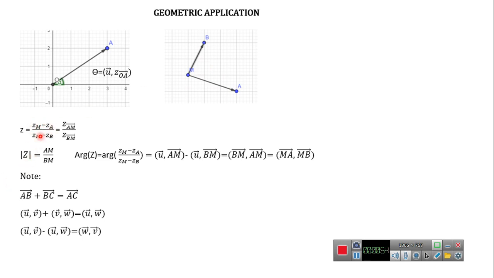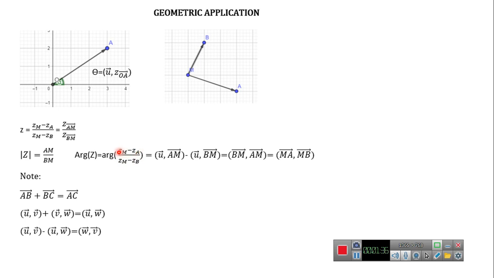Why is this ratio important? Because Zm minus Za over Zm minus Zb is nothing else than Z of vector AM over Z of vector BM. It's important for one reason, because you are comparing the relative position of 3 points. If you take the norm of Z, you're comparing side AM, norm of AM over norm of BM, and moreover we are comparing the argument, the angle in between. So the argument of Z is nothing else than the argument of Zm minus Za over Zm minus Zb. So first of all, argument of above minus below.